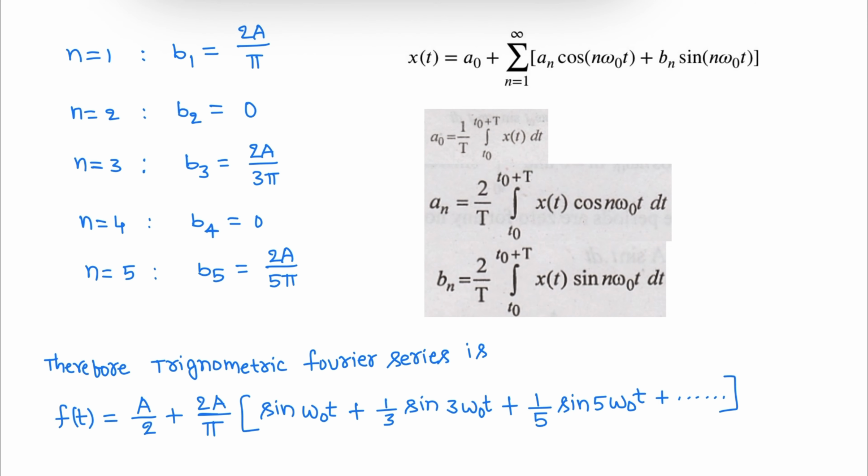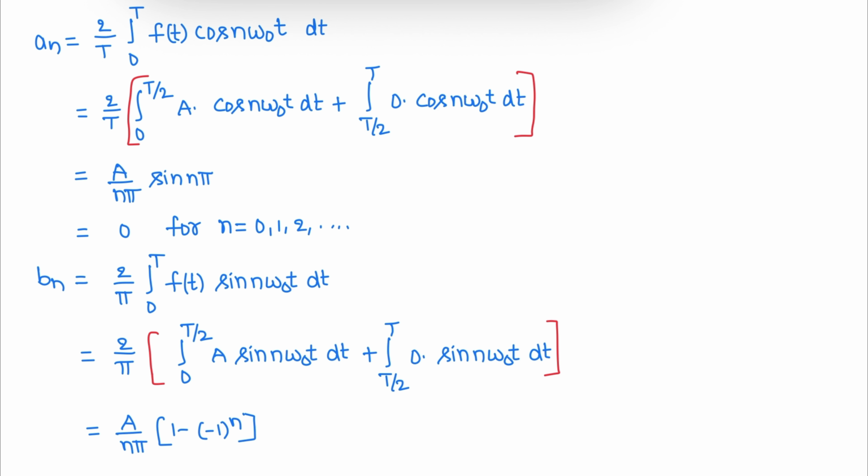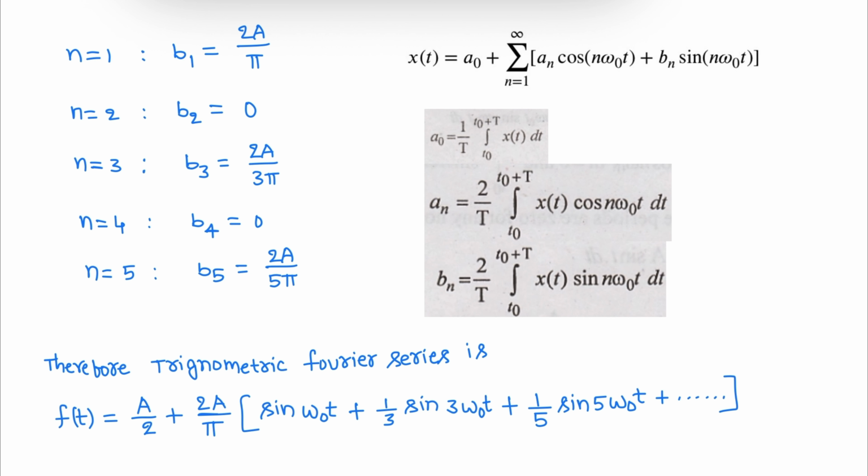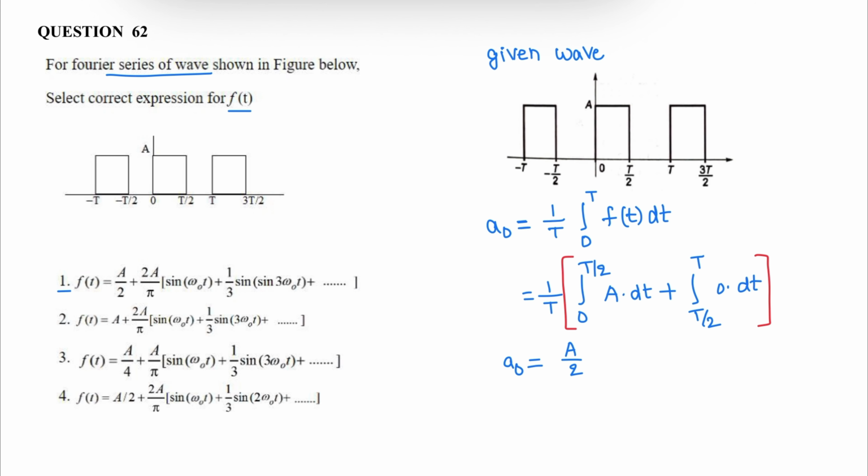Therefore, trigonometric Fourier series f of t is DC component a naught, that is A by 2, plus a n coefficient is 0, plus b n. So that is 2A by pi times sin omega naught t plus 1 by 3 sin 3 omega naught t plus 1 by 5 sin 5 omega naught t and so on. This is the final trigonometric Fourier series expansion for the given waveform. So correct answer is option 1.